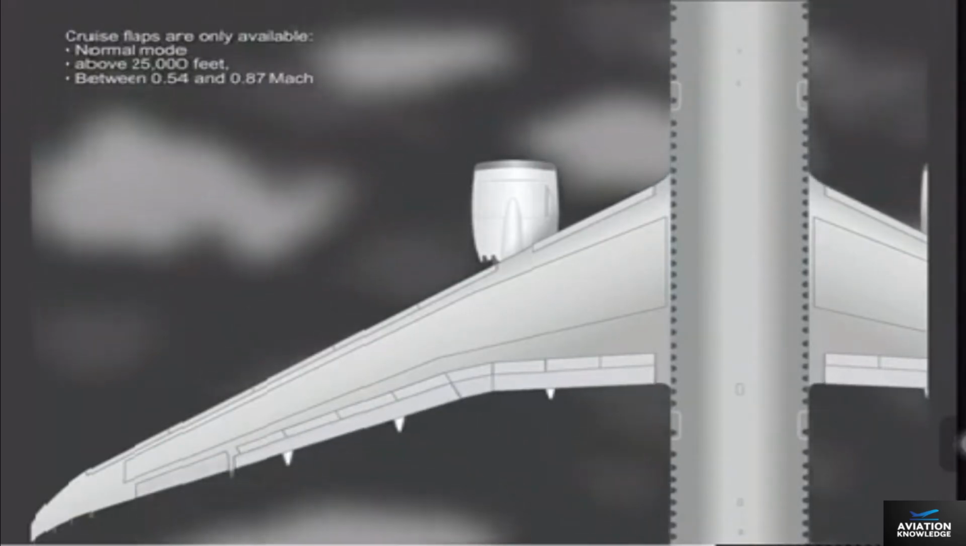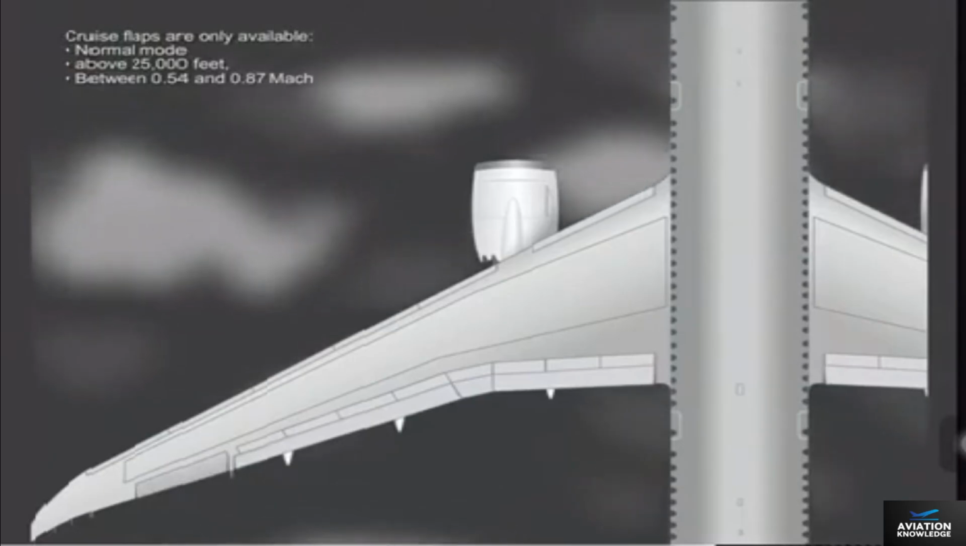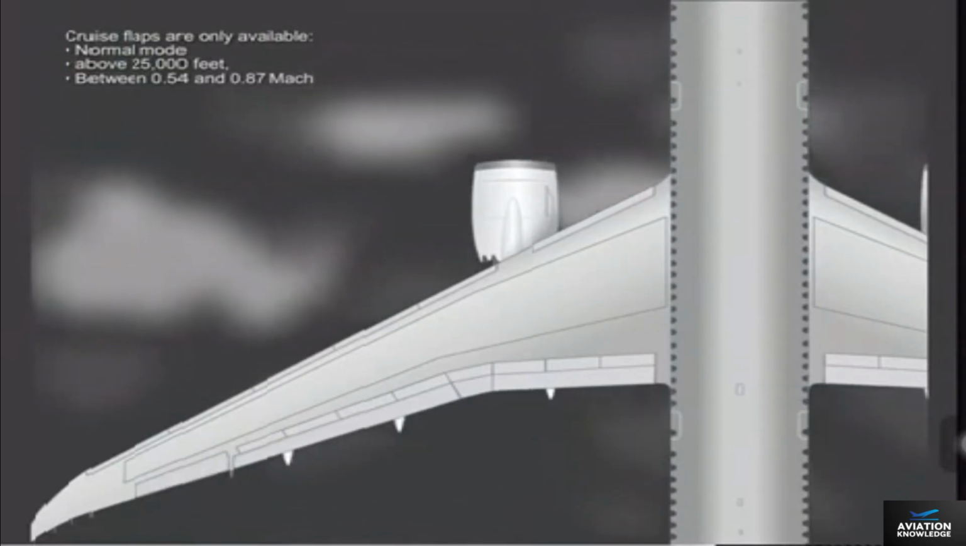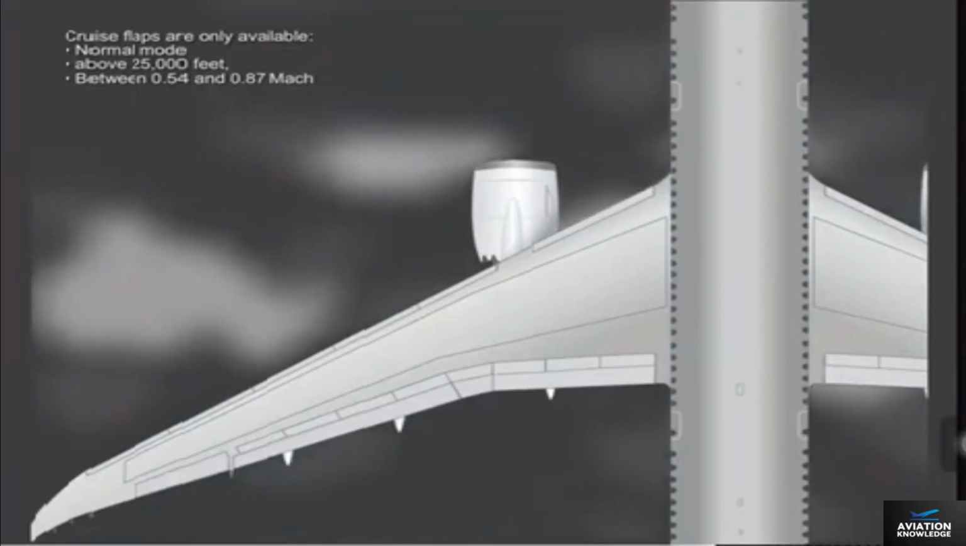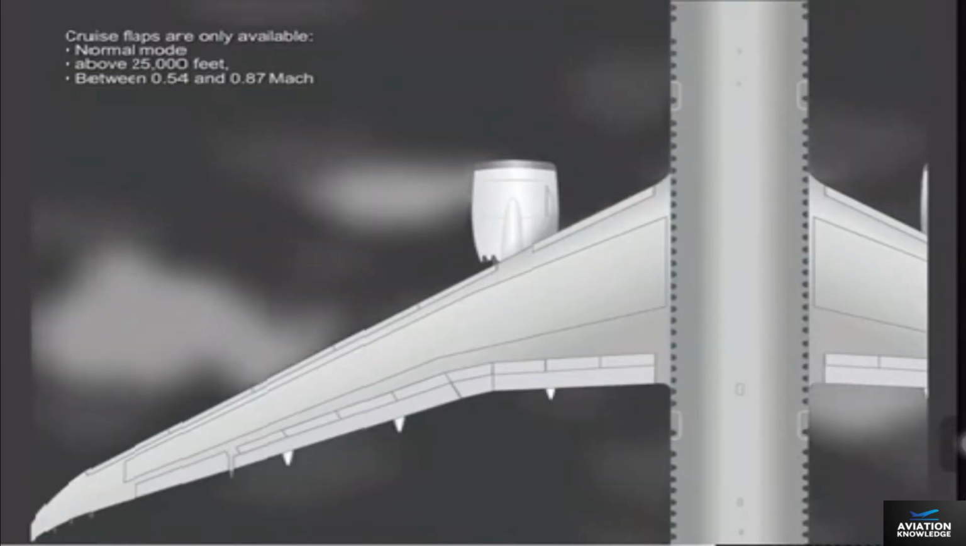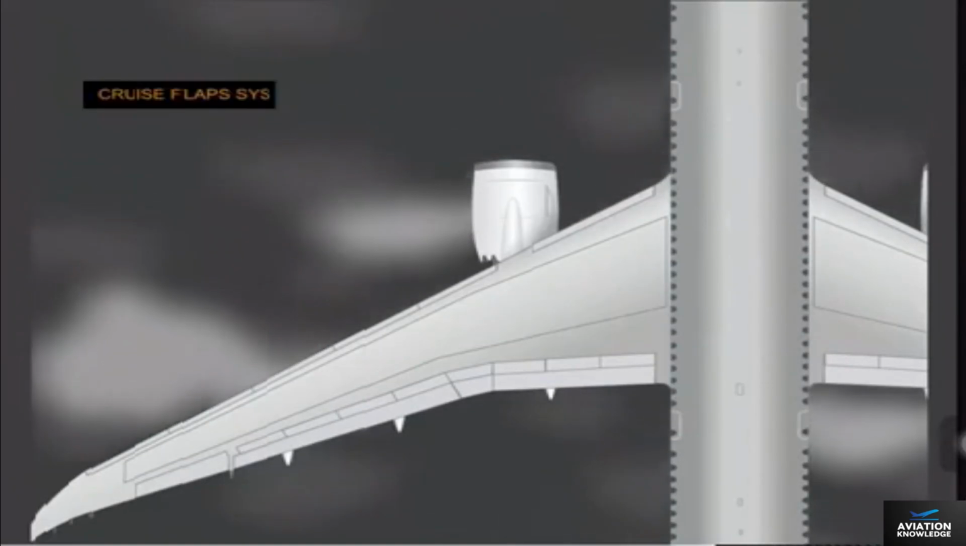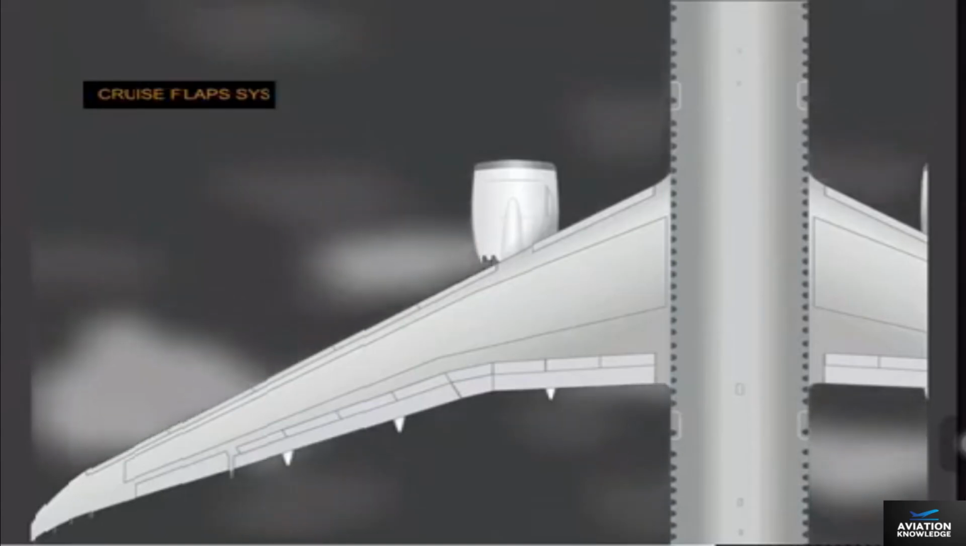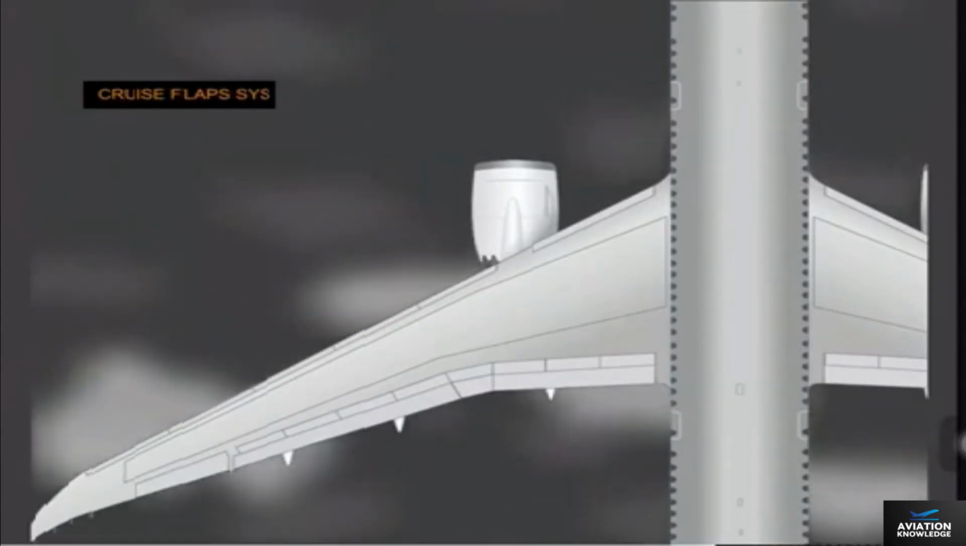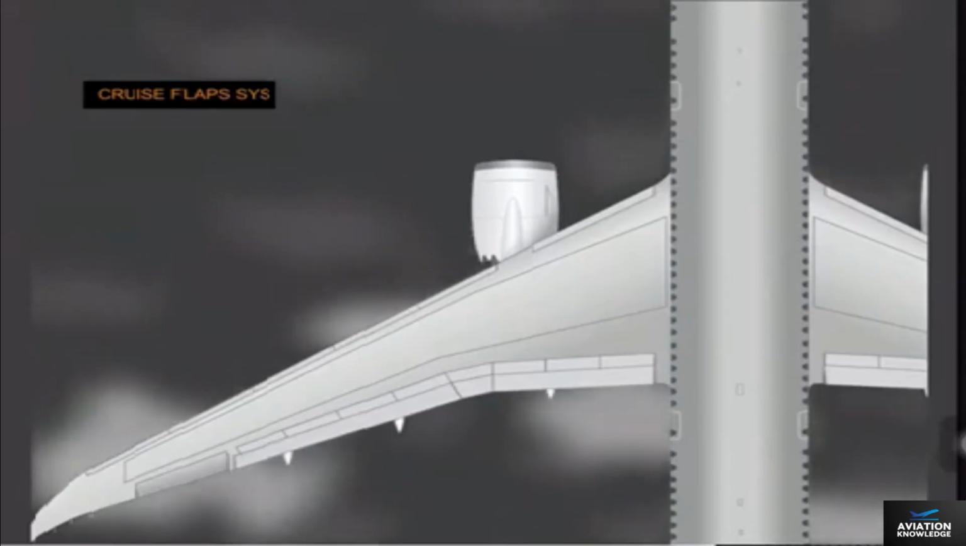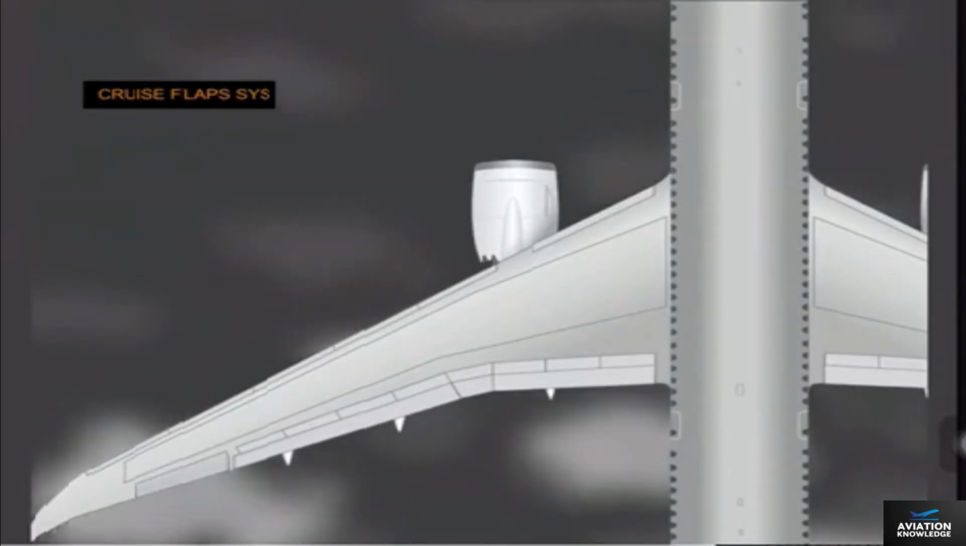Cruise flaps are only available in the normal mode, above 25,000 feet, and between 0.54 and 0.87 Mach. If the system fails with the flaps in an increased drag condition, the ICAS advisory message, Cruise Flaps System, is displayed.